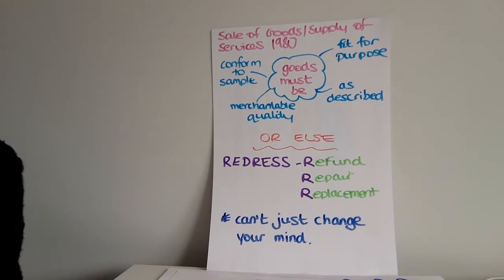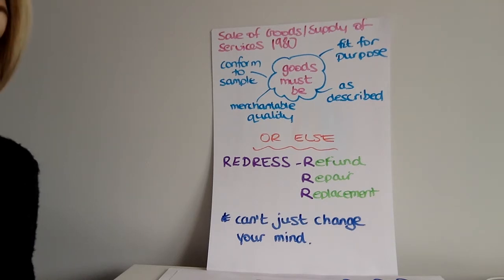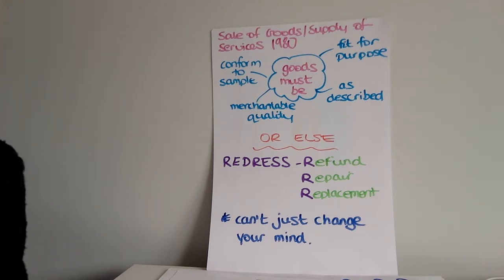They must be fit for purpose. If I buy a kettle, for example, I would expect it to boil water. And they must be as described. This is quite important when we're buying from brochures or catalogues. Argos might be a good example. The product must be as it's been described in the brochure that it's been sold to you in. If any of these four clauses is broken, then that company has breached this act and you are entitled to a form of redress.